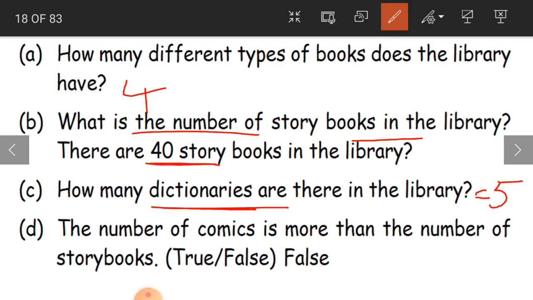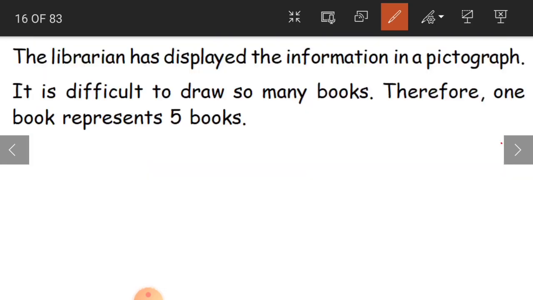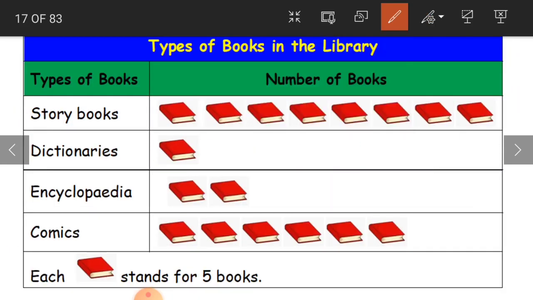Next, the last question. The number of comics is more than the number of storybooks. By looking itself, what can you say, children? Which are more? Are the storybooks more in number or comics more in number? Storybooks are more.